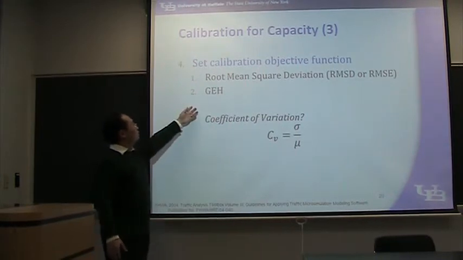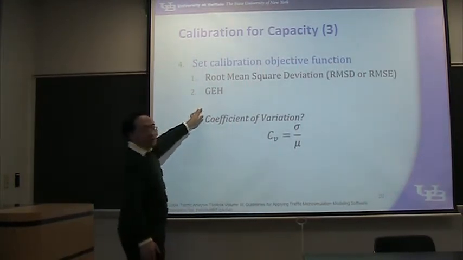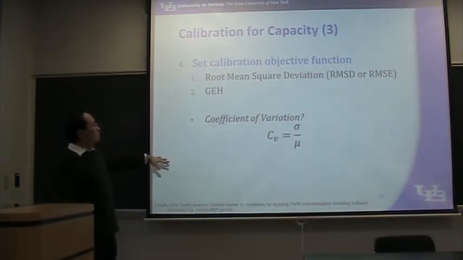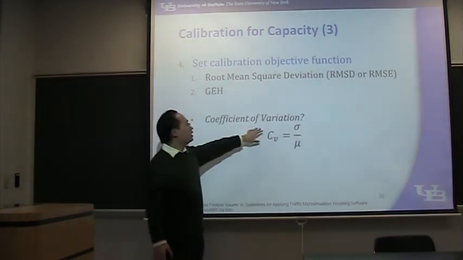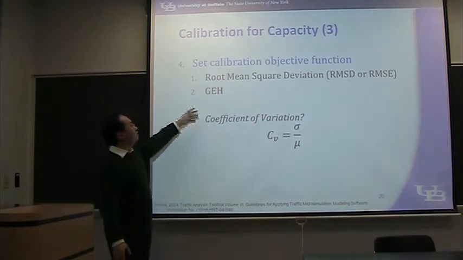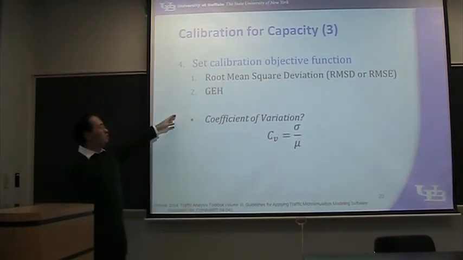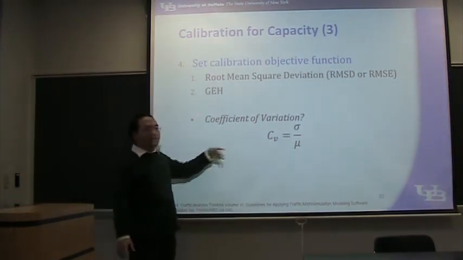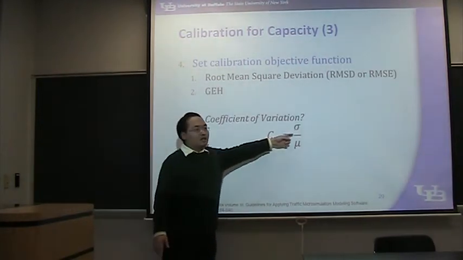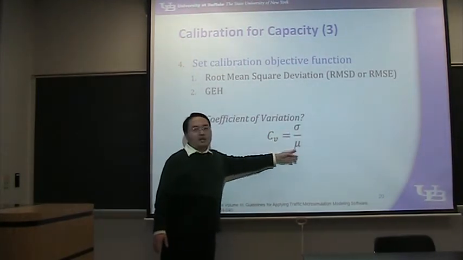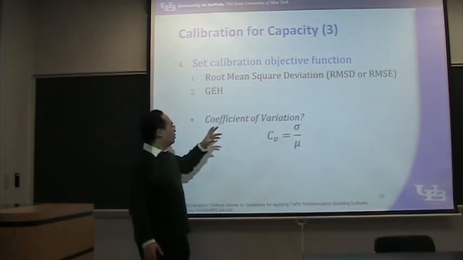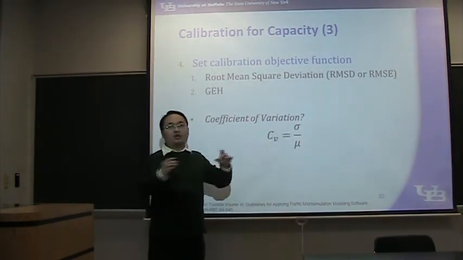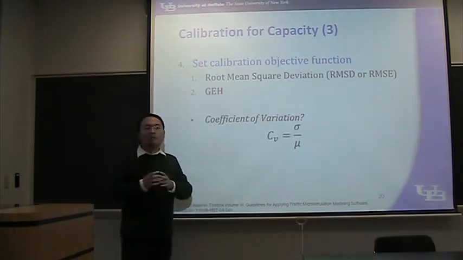The second possibility is called GEH, which I'm going to introduce later. And here is another thing called the coefficient of variation that I think you should know, but this is not an objective function. The coefficient of variation is defined by the standard deviation divided by the mean. It is used to measure the variation of a series of numbers.